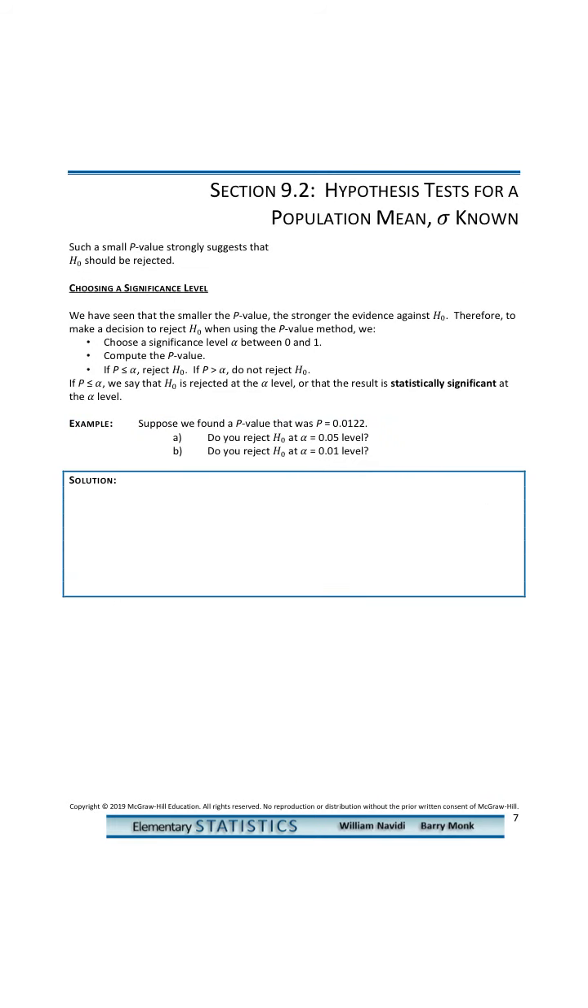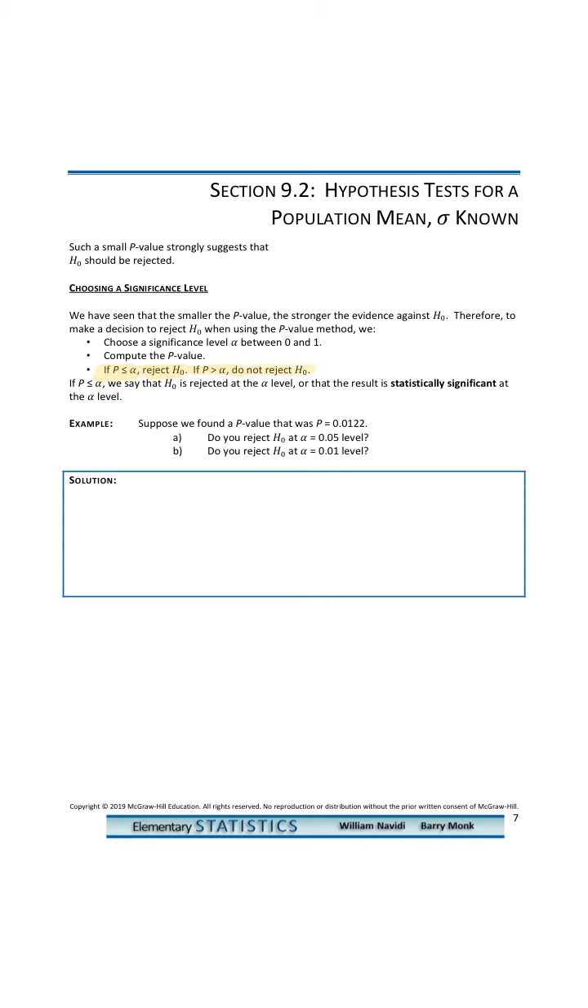The p-value is the probability, assuming that the null hypothesis is true, of observing a value for the test statistic that is as extreme as or more extreme than the value actually observed. The smaller the p-value, the stronger the evidence against the null hypothesis. If the p-value is less than alpha, we reject the null hypothesis. If p is greater than alpha, we do not reject the null hypothesis.